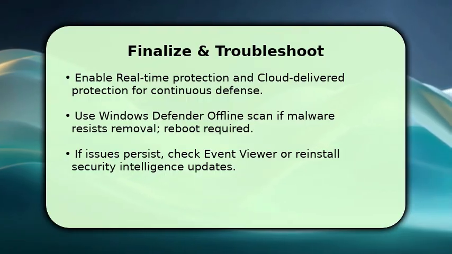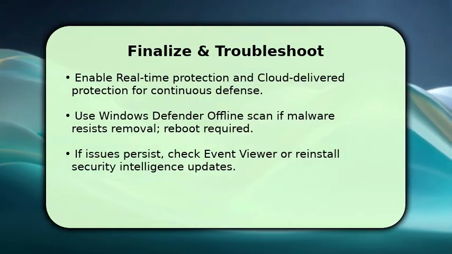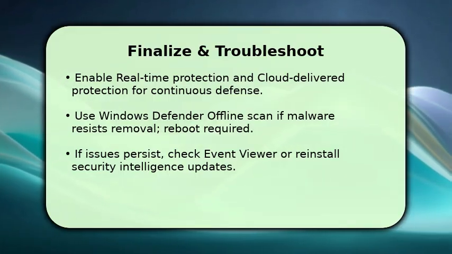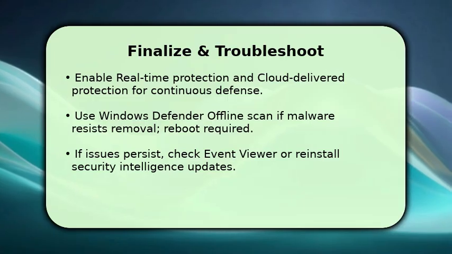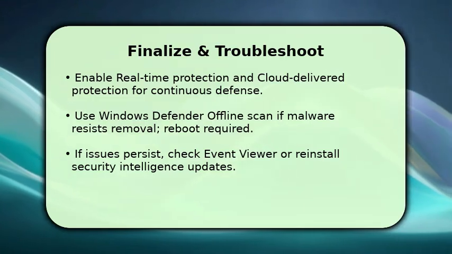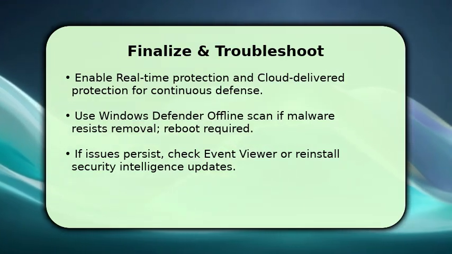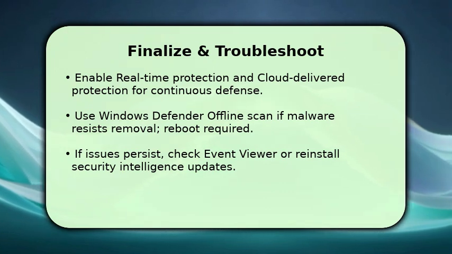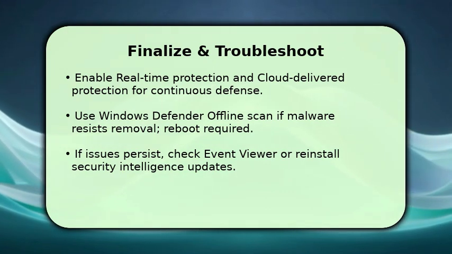If malware survives standard removal, run Windows Defender offline scan. It reboots your PC to scan outside the OS, which often catches stubborn infections. If you run into problems, make sure definitions are current. If needed, check Event Viewer for errors or reinstall Security Intelligence updates to restore functionality.